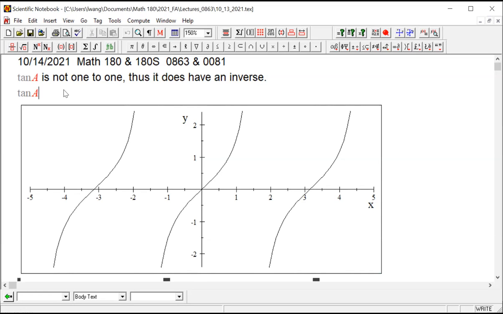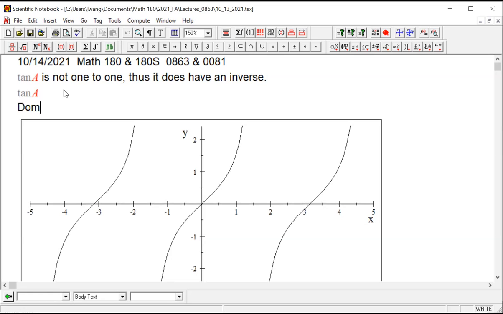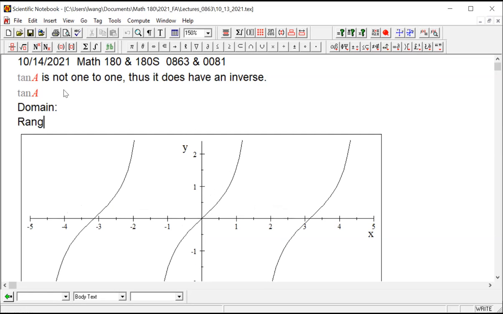Now, what is the domain? And what is the range? We had extended discussions about the domain and range before. So now it's time that we review that to see for ourselves. You can see it's not one-to-one. It doesn't pass the horizontal line test.